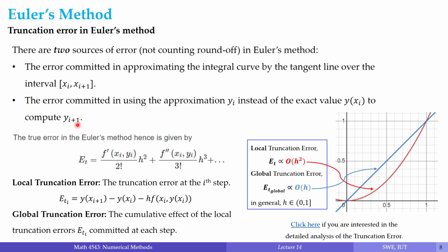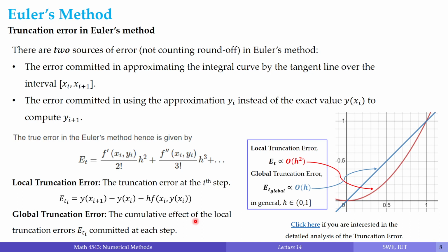So for the first source of error, we call it the local truncation error, which is basically the difference between the approximation and the actual value at the ith step. And the global truncation error is the effect of all the local truncation errors that we encounter at each step. Their whole compound effect together, the cumulative effect, is called the global truncation error.